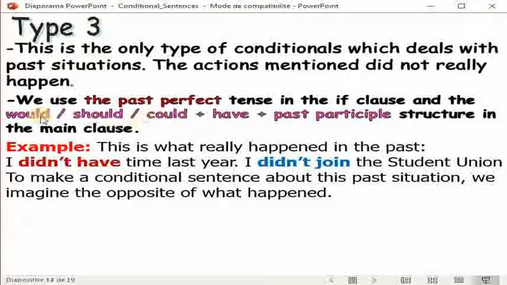In the main clause we should have would have plus past participle, or should have plus past participle, or could have plus past participle, or might have plus past participle. It depends on the meaning of the sentences.